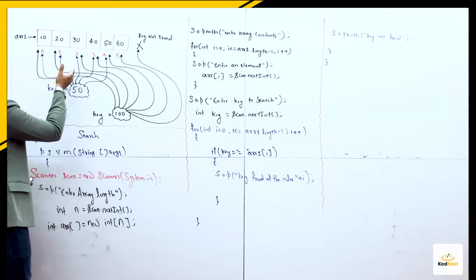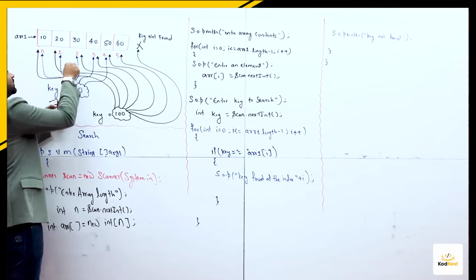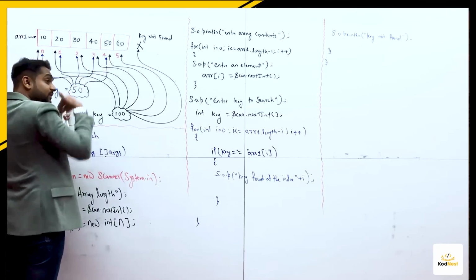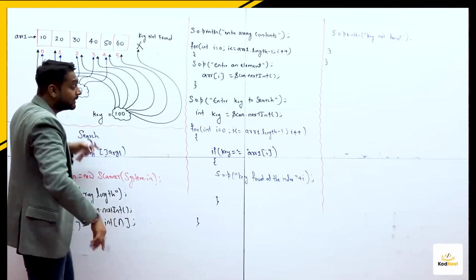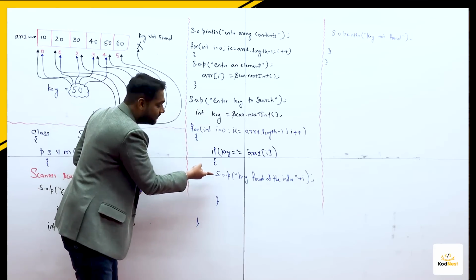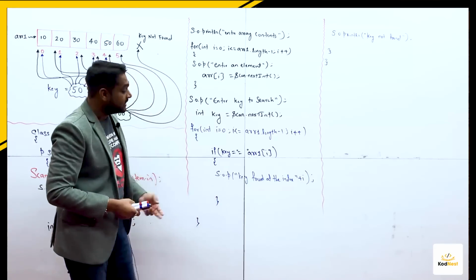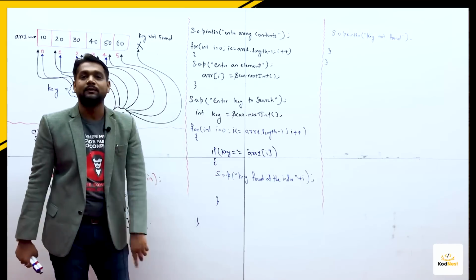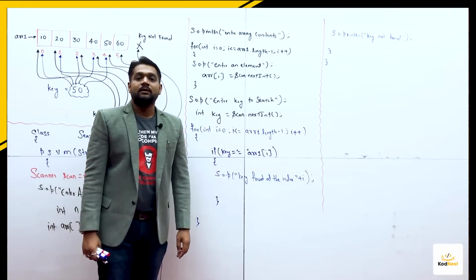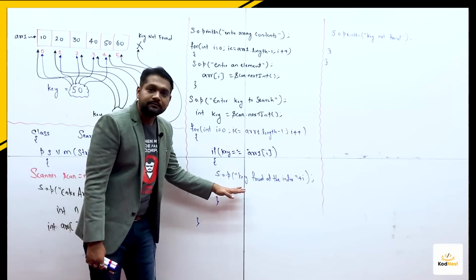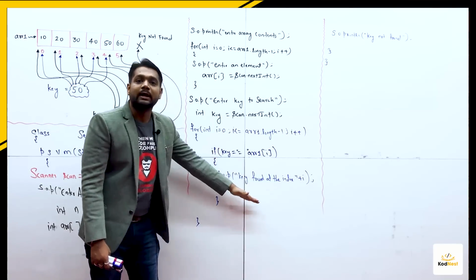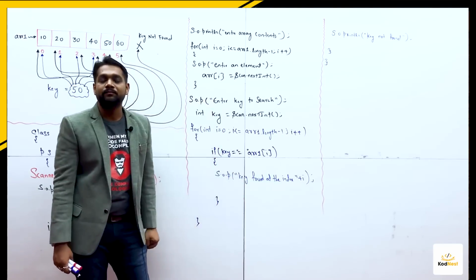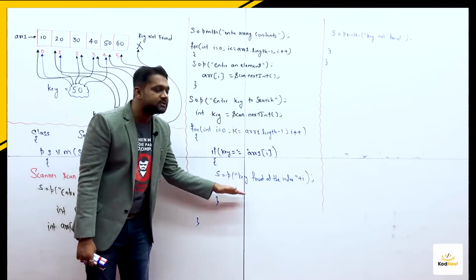What did we do pictorially? We started, continued, key found, we stopped searching. But programmatically, when we have written it, we did not stop. Even though key found, we continued searching. That should not happen. Key found. Stop the program. Don't continue searching. If you ask me, sir, how to stop searching, sir?